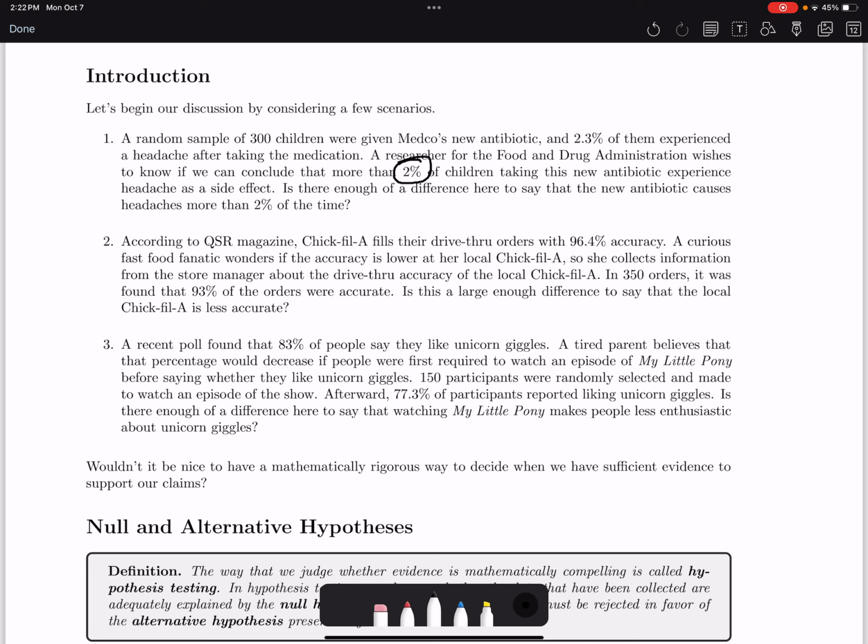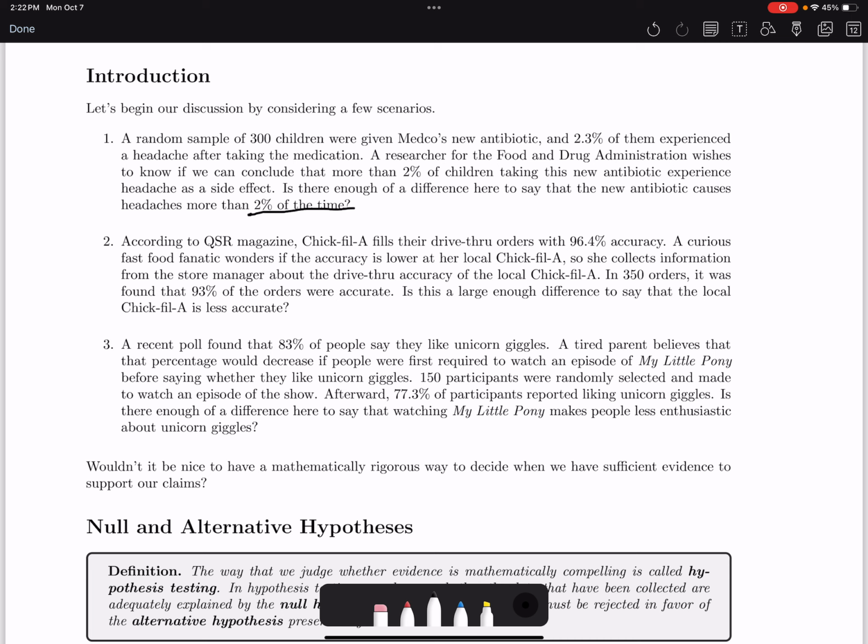We don't really know. It could be that 2% is the headache rate among competing antibiotics that are already available on the market. And so if this new antibiotic causes headaches a greater percentage of the time, then maybe the FDA would be hesitant to recommend that drug. So that could be the case here. We don't really know fully what the situation is, but we just want to know whether there's enough evidence to say that this new antibiotic causes headaches more than 2% of the time.